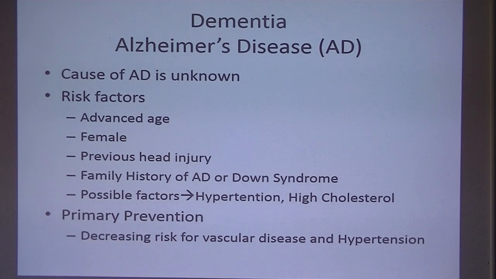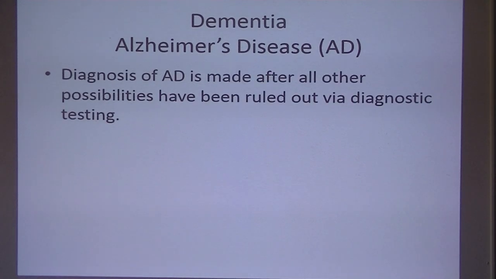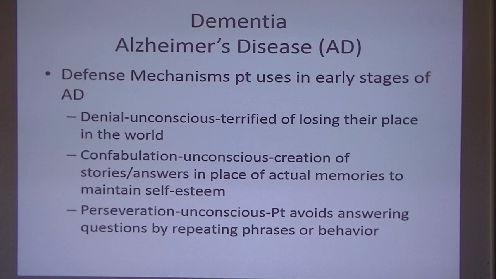The cause of Alzheimer's disease is unknown, but here are some risk factors for developing it. The diagnosis for Alzheimer's disease can only be made after all other possibilities have been ruled out first.